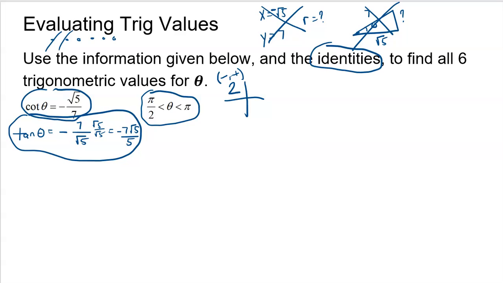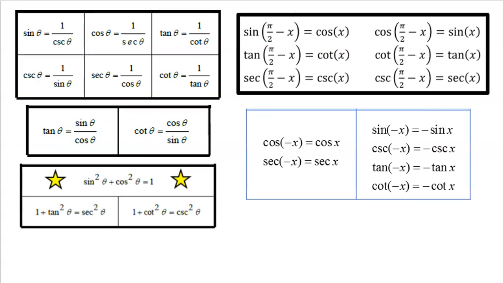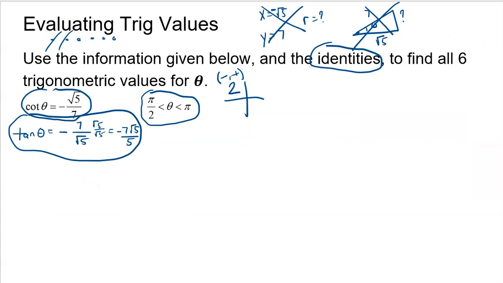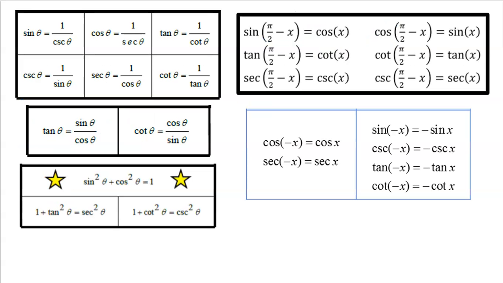All right, so which can I find next? Well, first I want to talk about what you cannot do. I can't tell you how many students used the quotient identities improperly. They say, well, wait a minute, look, it says tangent is sine over cosine. So if you just found tangent is negative 7 radical 5 over 5, well, I guess sine is negative 7 radical 5, and I guess cosine is 5. That's not true.